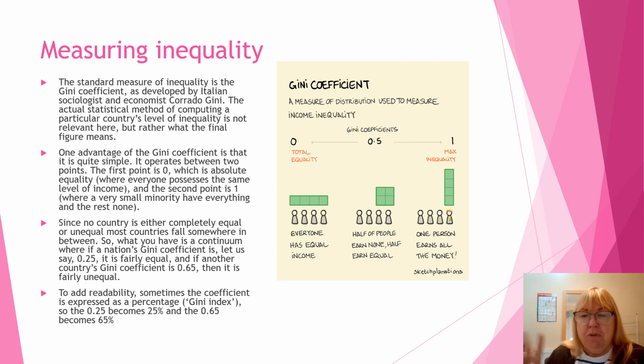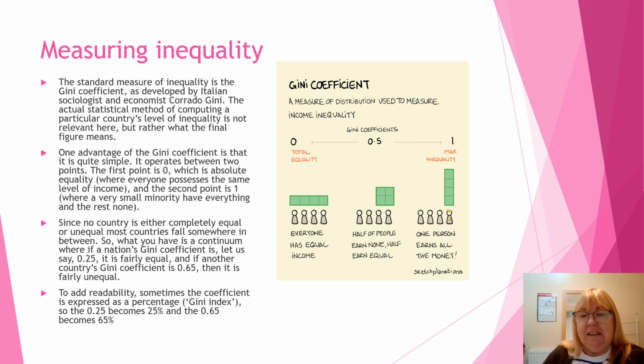It just operates between 2 points. And the first point is 0. If you have a look at the picture of my chart there, 0 is where we have total equality. Everybody has equal income, so nobody is better off than anybody else. Now, we know that doesn't exist in any society that I know. But Gini had to start somewhere. So his first point is 0.